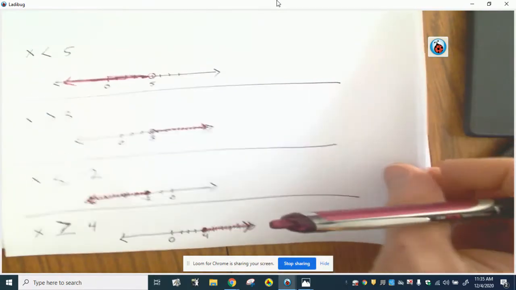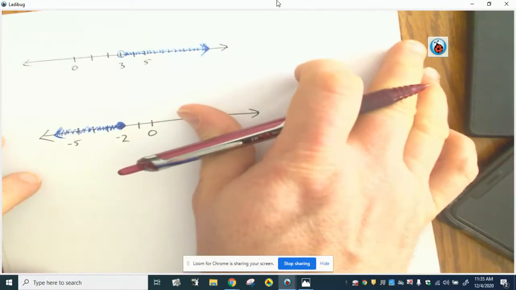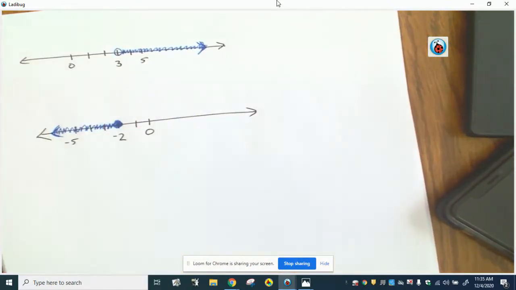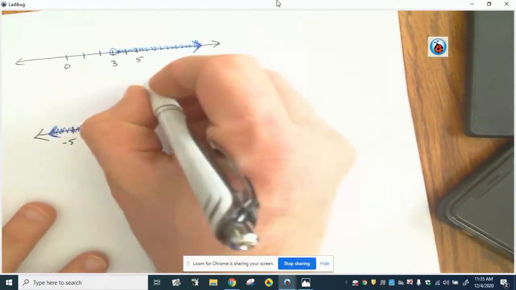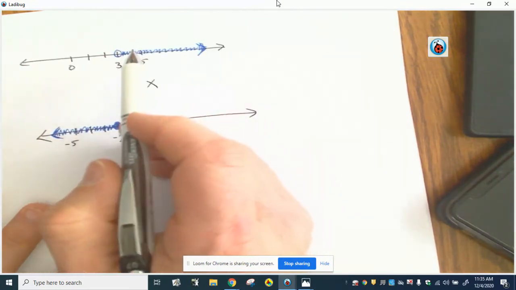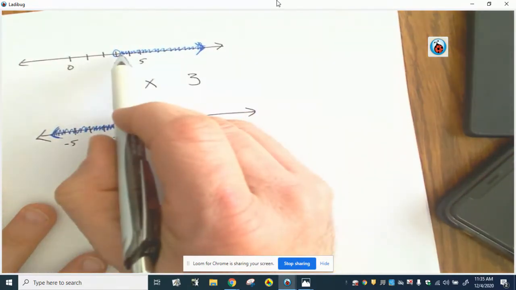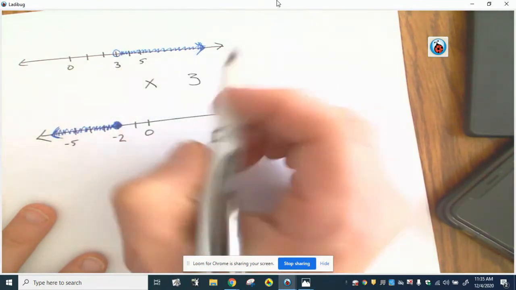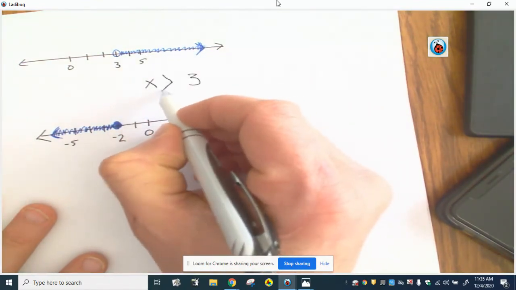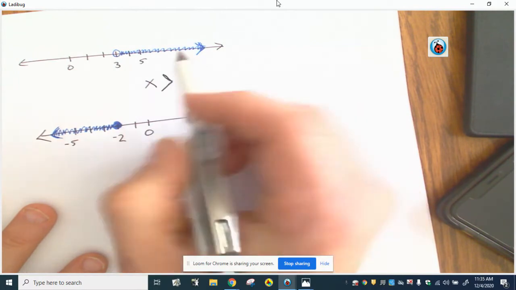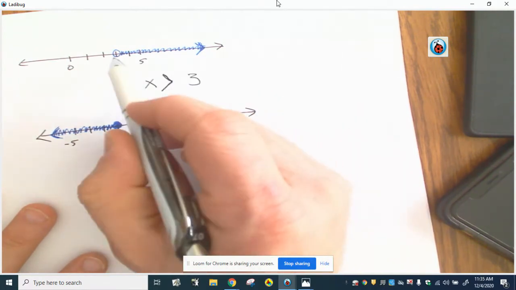Now, we can do it that way, or we can go the opposite direction. If we see something that looks like this, we know that's x. We know we have a point at 3. It's everything shaded to the right of 3, so that's greater than 3, right? We're not going to put or equal to because it's an open circle.